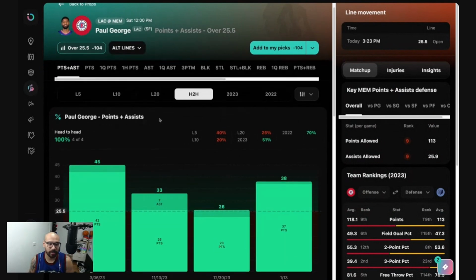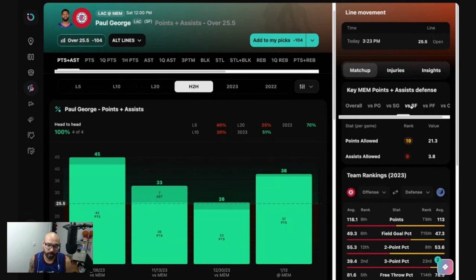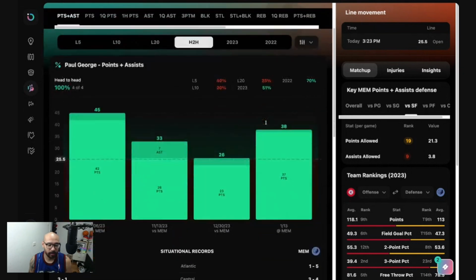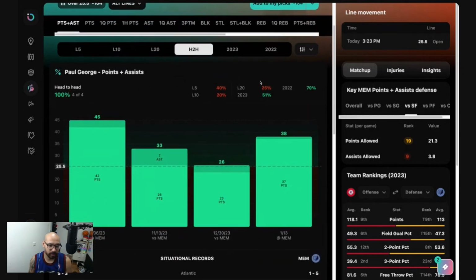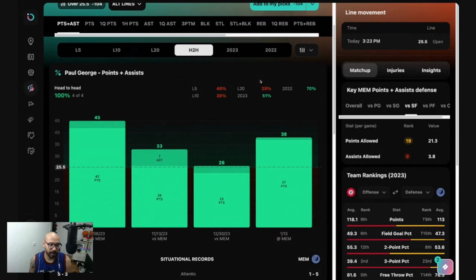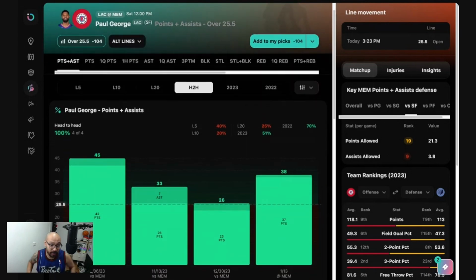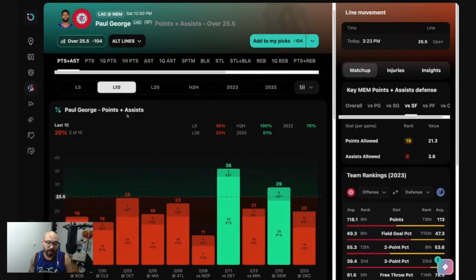But what's interesting here is for Paul George, the matchup's okay, but he has absolutely smoked the Memphis Grizzlies in recent times. Check this out. Last 4 games, he's covered his points and assists line. His line's at 25.5. He's covered it in all 4 games. 37 points and 1 assist his last game against the Memphis Grizzlies. But if you look at his last 10 games, he's only hit this twice.